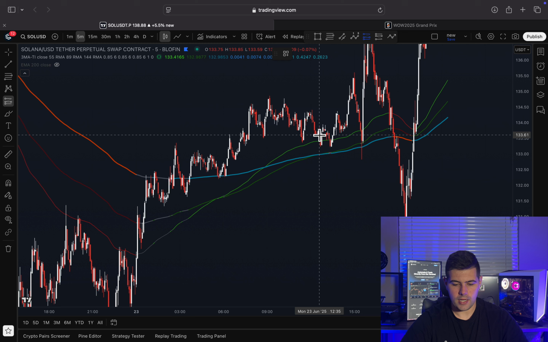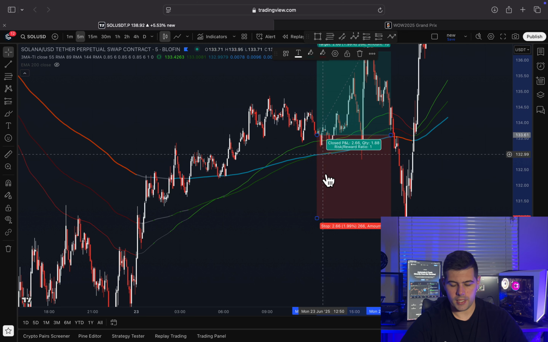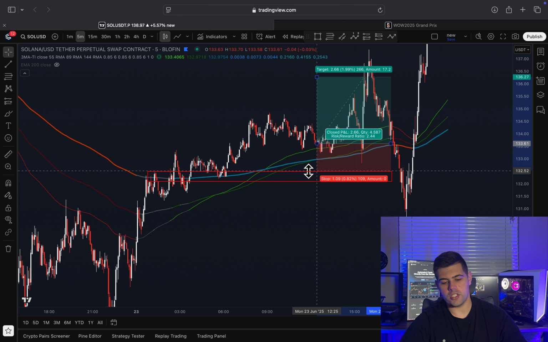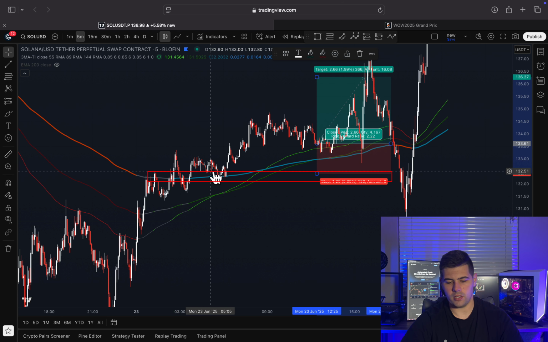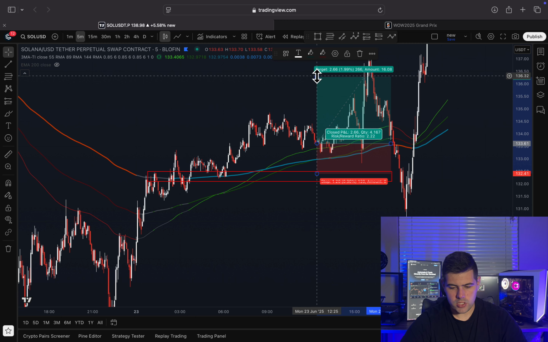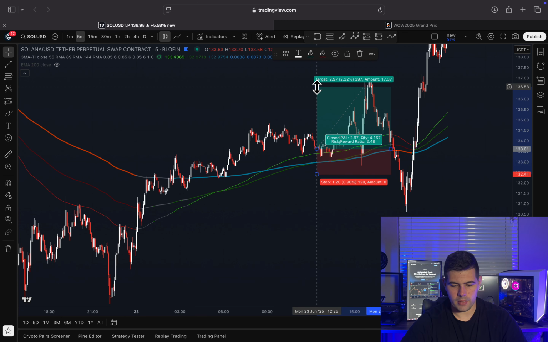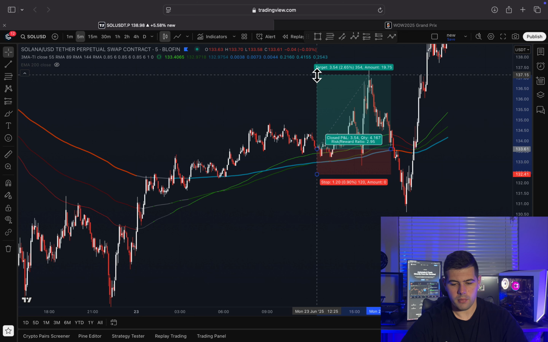So I entered around this area, probably right here, and my stop loss was below all the moving averages, and also it was below this. I think it was around this level and this low right here, and I was targeting a 3-to-1 risk reward. Now I didn't end up getting the full 3-to-1, but I did end up taking profit around 2.7.